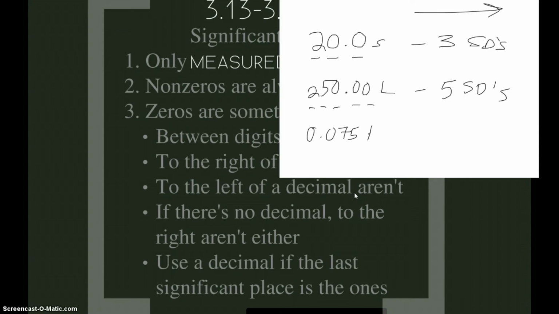0.075 kilograms. Okay, so here our zeros are to the left of non-zero digits, and there's a decimal there. We know that 7 and 5 are significant because they are non-zero, but zeros to the left are not significant. So this number actually only has 2 significant digits. These zeros are what we call placeholders. These are called placeholder zeros.